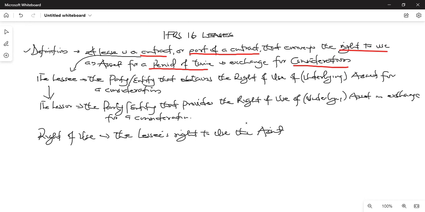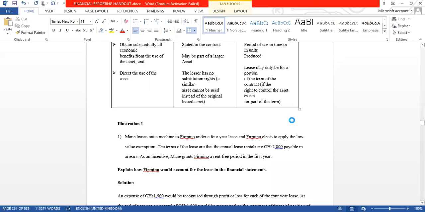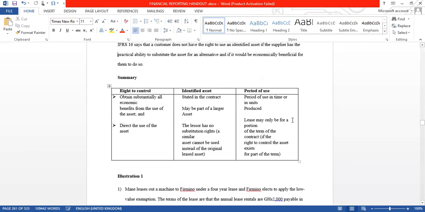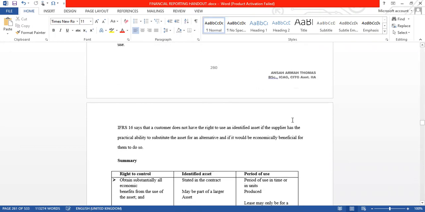Now, to recognize that something is a lease, I want to come up with a table that I've done to enable you to identify if the thing is a lease. So I want to refer you to this table that I've done here. Okay, so to sum everything up here, this is the description of what IFRS 16 has given us.